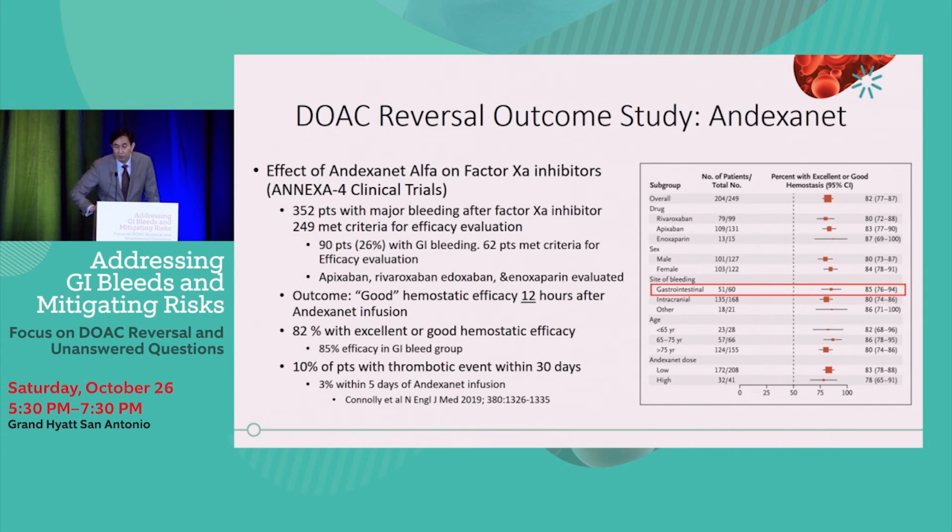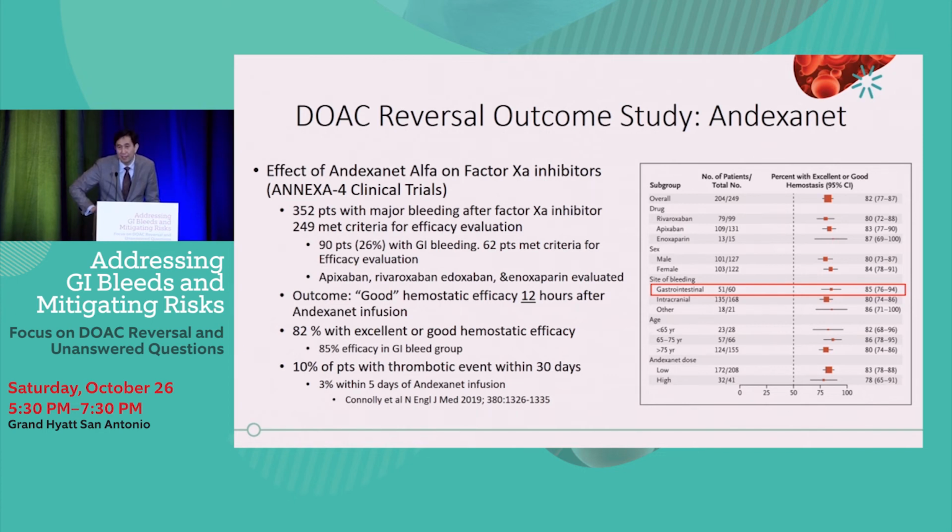So lastly, this is the ANNEXA-4 study, which looked at the reversal of factor Xa inhibitors. I apologize for the busy table and graph on the right side. This incorporated 352 patients, of which close to 250 met the criteria for an efficacy evaluation. Of those, 62 had a major GI bleeding. All these people had a wide range of factor Xa inhibitors, including apixaban and rivaroxaban and so forth. So they had a little bit of a subjective definition of good versus excellent hemostasis.